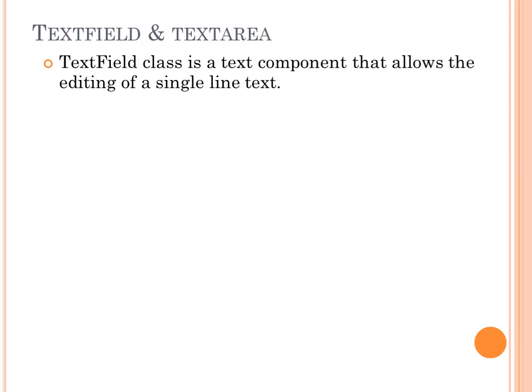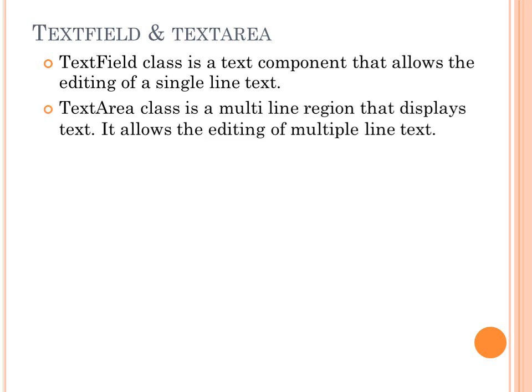Your next components are TextField and TextArea. Now what is meant by TextField? A TextField is a class and it is a component that allows editing of a single line of text. Means, for example, whenever there is a label called username, further you will have a text field where you have to enter your username, so that becomes your text field.